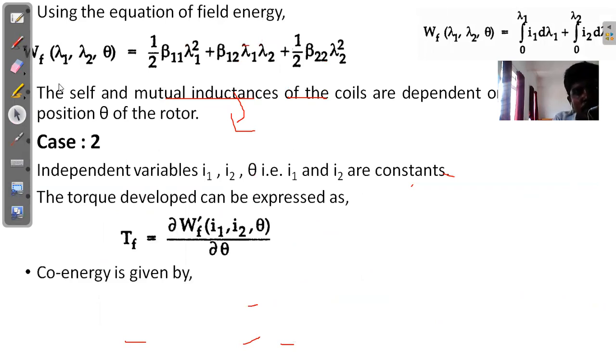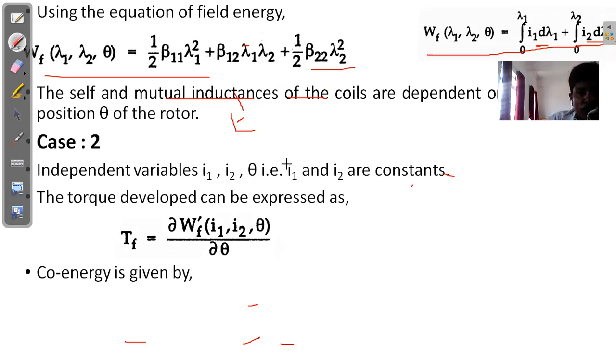So therefore, using this equation we get the field energy WF. There are two independent variables, lambda 1 and lambda 2, integral of 0 to lambda 1 of I1 d lambda 1 plus 0 to lambda 2 of I2 d lambda 2. We substitute I1, we know the answer, and also I2 we know. Substituting, we get 1 by 2 into beta 11 into lambda 1 square plus beta 12 into lambda 1 lambda 2 plus 1 by 2 into beta 22 into lambda 2 square. So here there are two independent variables, one is lambda 1 and one is lambda 2.